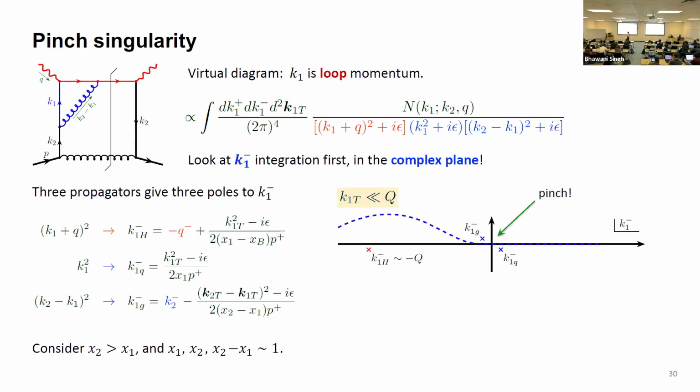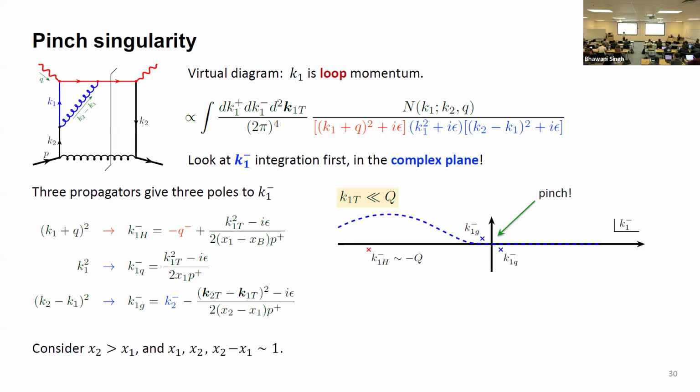And the region we are interested in is where X1 and X2 are not so close to 0, and not so close to 1. So they are of order 1, and X1 minus X Bjorken is positive, X2 minus X1 is positive, and X1 is positive. Now in this region, let's think about the case when K1 is collinear. The transverse momentum is much smaller than Q. Then I have these three poles from these three propagators, and the two poles from the quark and gluon lines are very close to each other. But they lie on opposite sides of the real axis, and they are very close to 0. They are very small. And the other pole from the upper quark line is very far away from the other two.